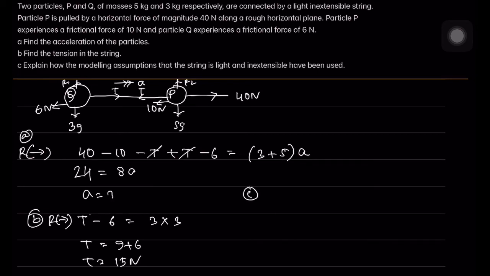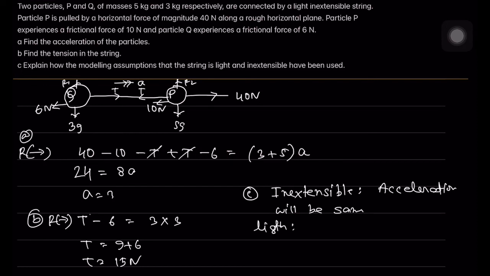Now the last part: explain how the modeling assumption that the string is light and inextensible has been used. So for inextensible, the acceleration will be the same. For light, the tension is the same.